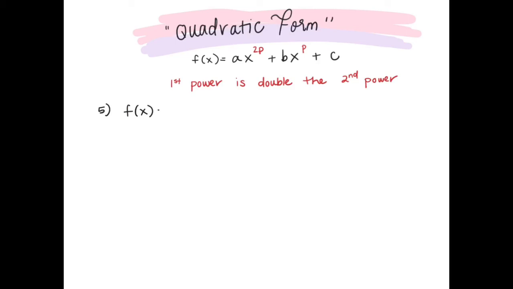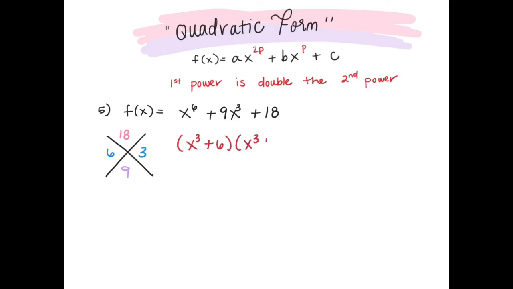So this will be number 5. F of x equals x to the 6th power plus 9x cubed plus 18. So set it up with the x method. Two numbers that multiply together to give me 18 and add to give me 9 are 6 and 3. But when I go to put this in my final answer, instead of just saying x, I'm going to say x cubed. So I have x cubed plus 6 and x cubed plus 3. The cubed is coming from the middle power. They should match.